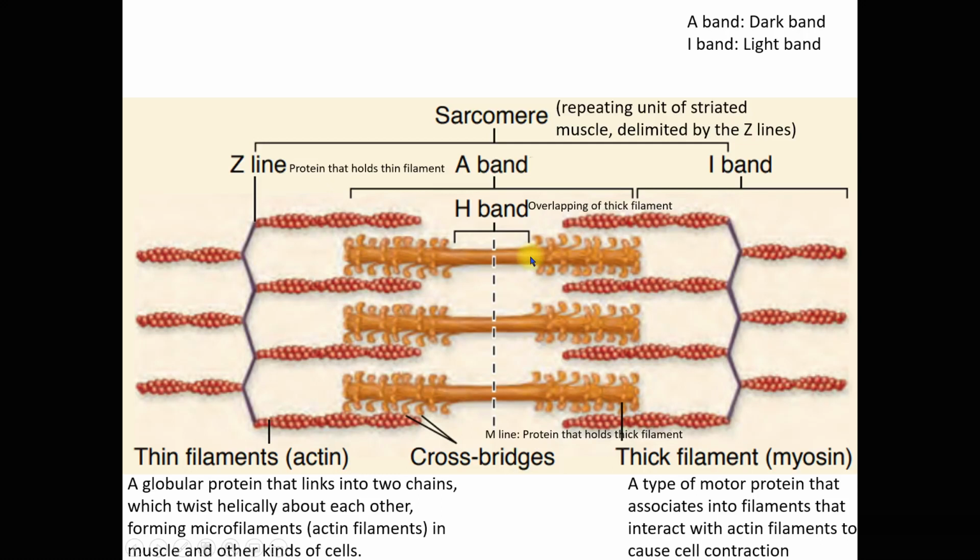Next we have the A band. A band is the overlapping of the thick and thin filaments. You can see how these thick and thin filaments are overlapping with each other. This forms the A band. Then we have the I band, which is the overlapping of the thin filament.